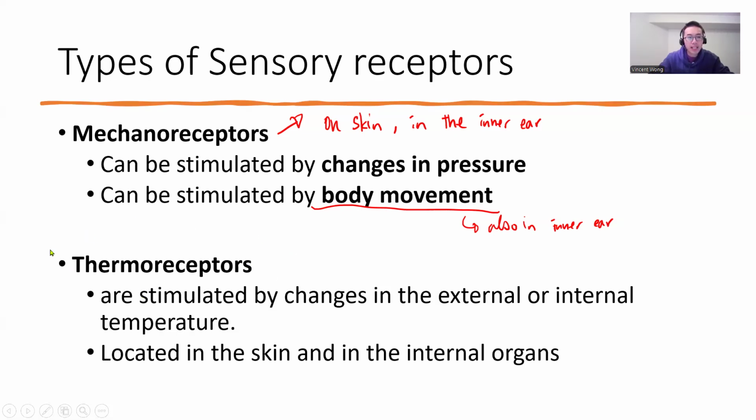Thermoreceptors are pretty self-explanatory. They are stimulated by changes in the external or internal temperature. You can feel the temperature of the environment for sure, but you can also feel it from the inside. If you drink something cold, you can feel it go all the way down to your stomach, right? Same thing for drinking something hot. You can feel it going down the esophagus and it warms you up, right? So you have thermoreceptors on the inside as well, and even in some internal organs.